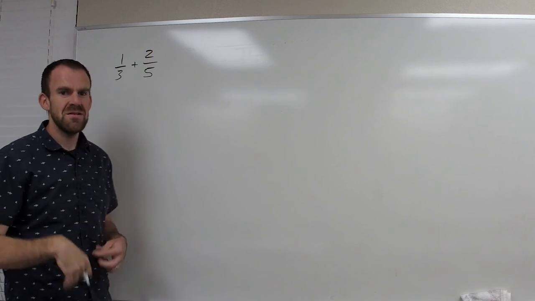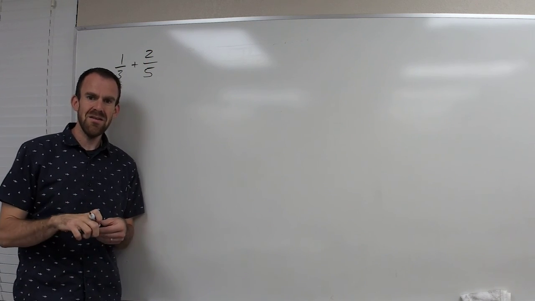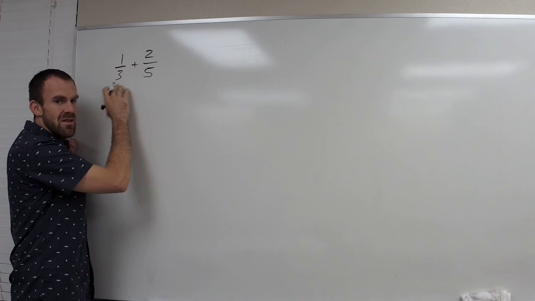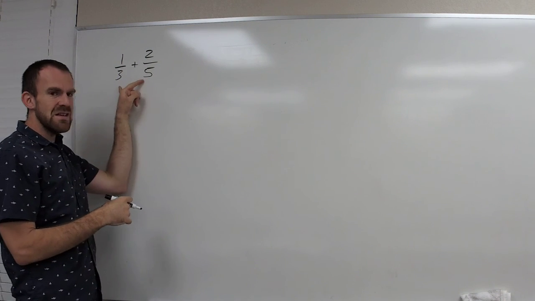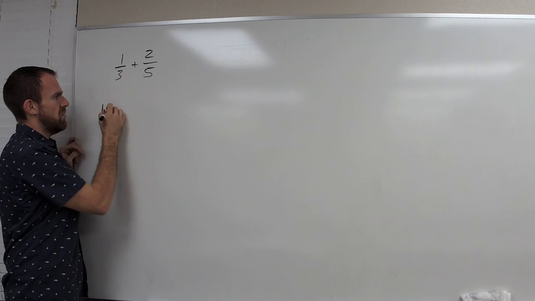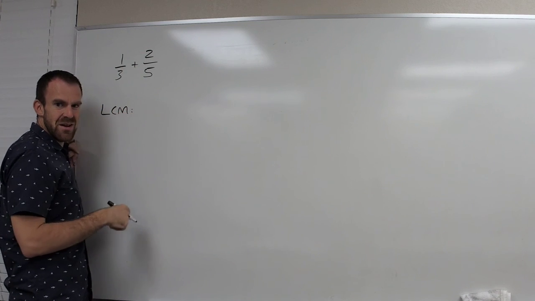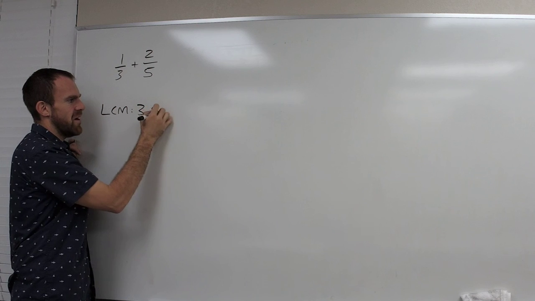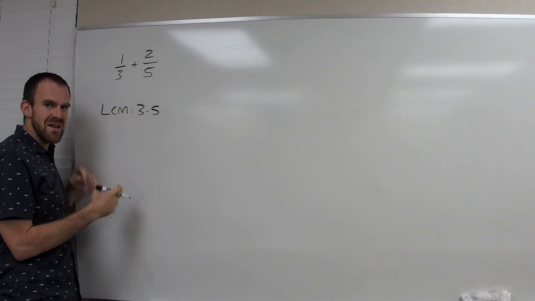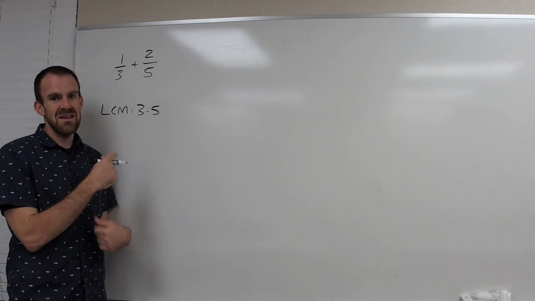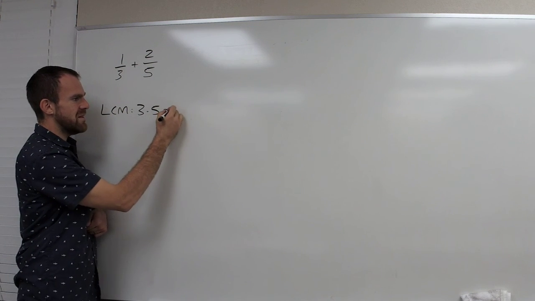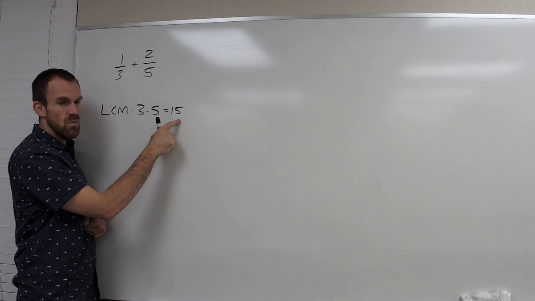All right, our first step is to make sure we have a common denominator. So obviously we have to make sure that 3 and 5 become the same number. How do I do that? Well, I find the least common multiple of 3 and 5. The easiest way to do this is to just multiply 3 and 5. When they're simple numbers like this, that works great. When they're a little bit more complicated, this can get you into a lot of trouble. But in this case, our least common multiple will be 15.